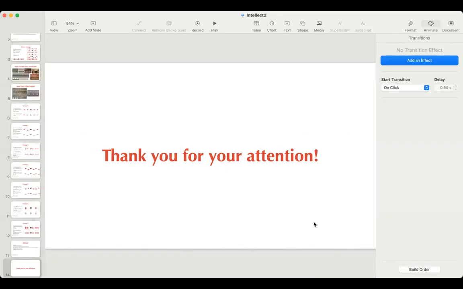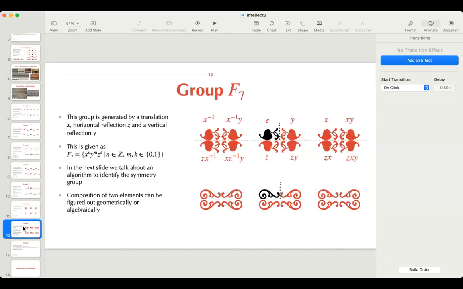In F7 there was some mistake in the down one. F7 in this one? Yeah, the second line, x z inverse y. It should be x inverse or is it correct?